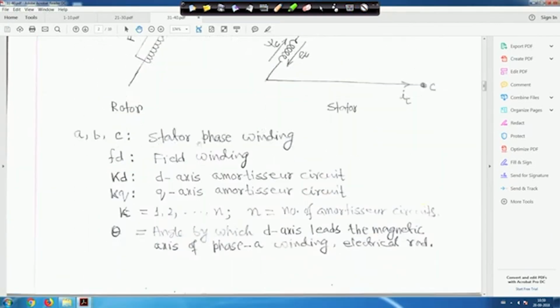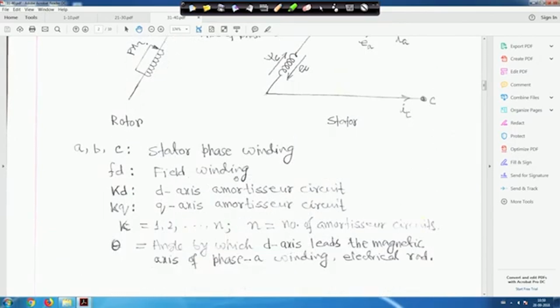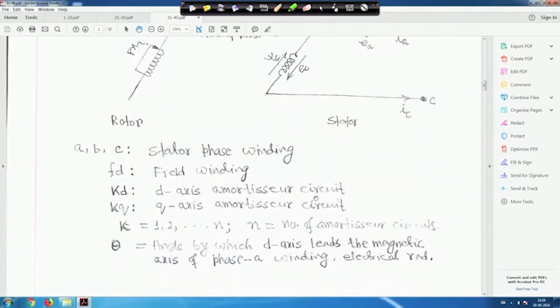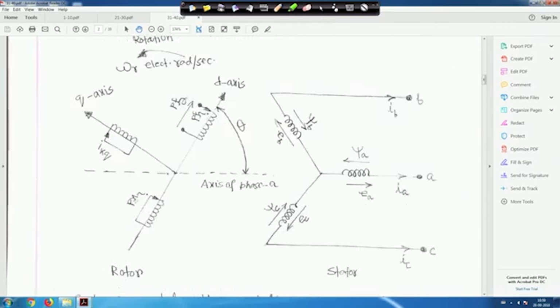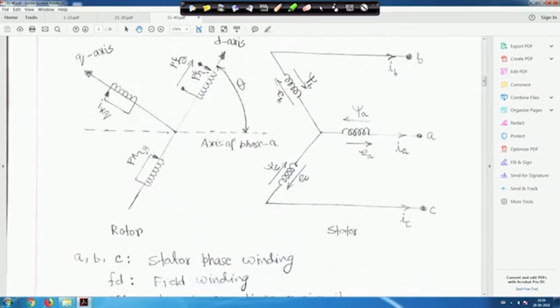Now the nomenclature is given, whatever I said. ABC are the stator phase windings. FD is the field winding; here we are using the suffix FD. KD is the D axis Emerson circuit, and KQ is the Q axis Emerson circuit. K equal to 1 to n is the number of Emerson circuits. If you put K equal to 0, there will be no Emerson circuit, and then these should not be there, but that is not reality; one or two will be there.